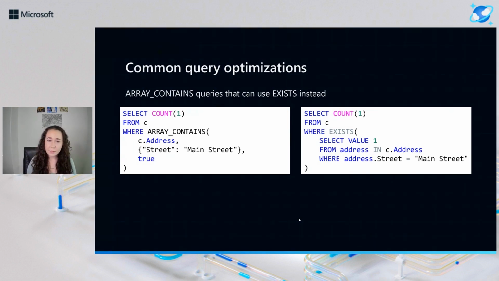We're still getting the count from C, but instead of using array contains, we're going to use exists, and we're passing in a subquery. In that subquery, we're doing from our address array, where address.street equals Main Street. So the logic is the same, but you can see that it's written slightly differently. So let's hop back into the portal, and I'll show you an example using our products data set of how much savings you can achieve.